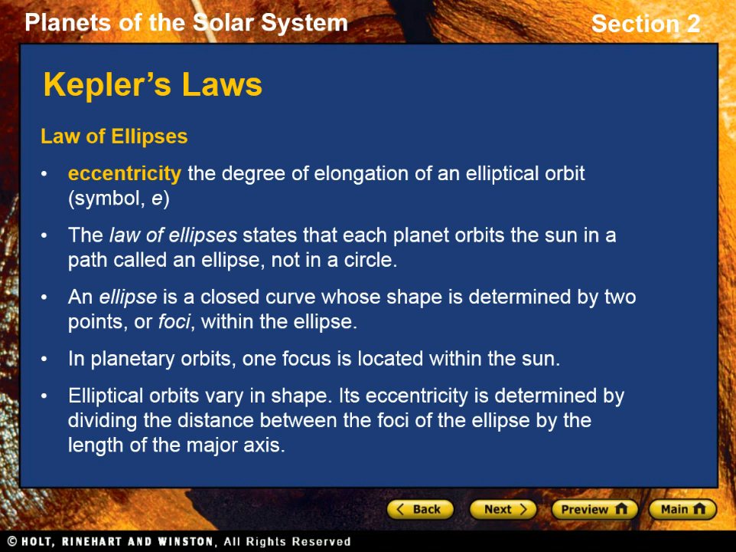Eccentricity is determined by dividing the distance between the foci of the ellipse by the length of the major axis. Therefore, the eccentricity of a circular orbit is e equals 0. The eccentricity of an extremely elongated orbit, or parabolic orbit, is e equals 1.